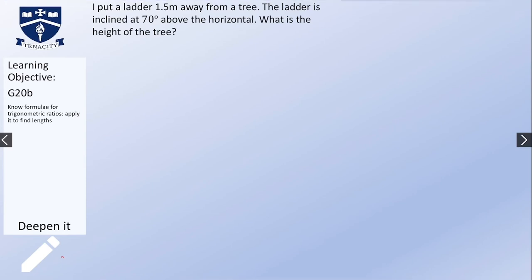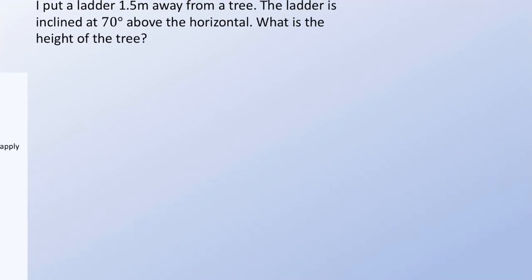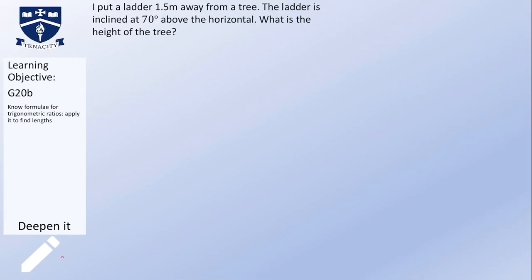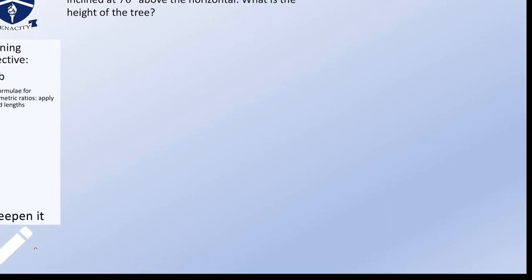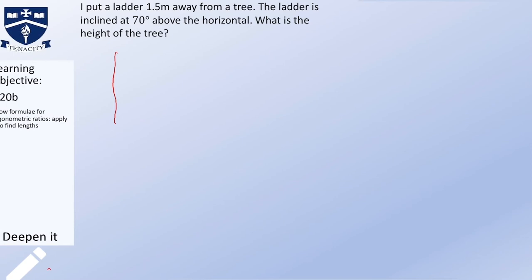So first things first, it says I put a ladder 1.5 meters away from a tree. So here's my tree, there. And it says the ladder is 1.5 meters away from the tree, so there's my 1.5 meters. And it says the ladder is inclined at 70 degrees. So there's my ladder going up to my tree. I have 70 degrees. Now it says, what is the height of the tree? So you want to find the height of the tree here, which is x.